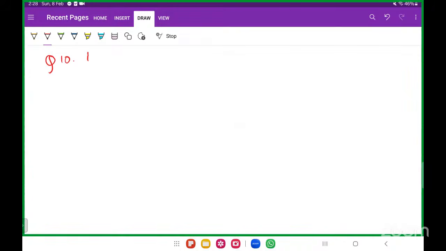There is a question of English aptitude. Antonyms they have asked, and they have asked what is the antonym of protagonist, and that is very simple. We can use antagonist only, A and T. Okay, so now we'll discuss some more problems.